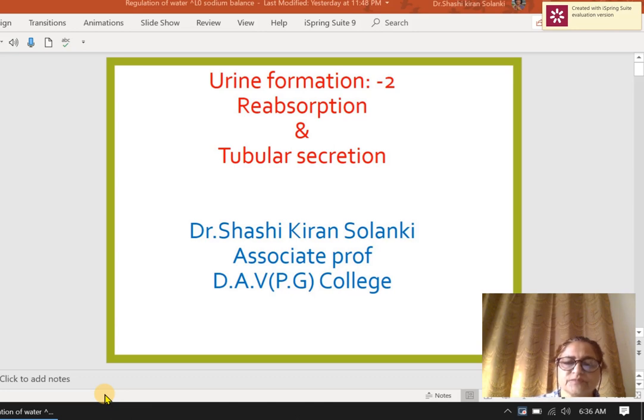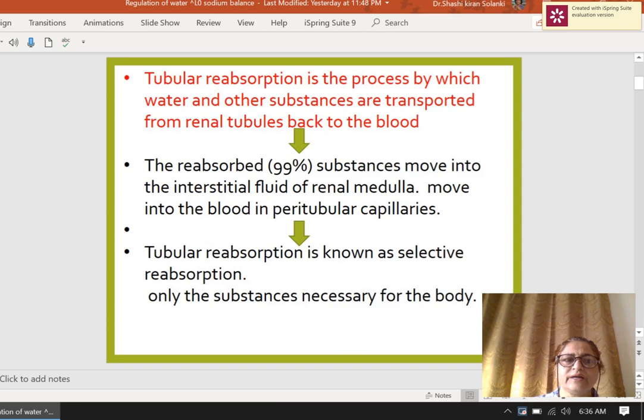and tubular secretion. The first part was glomerular filtration. Now the second is tubular reabsorption and tubular secretion. So let's start with this new topic and the ultimate steps of urine formation.